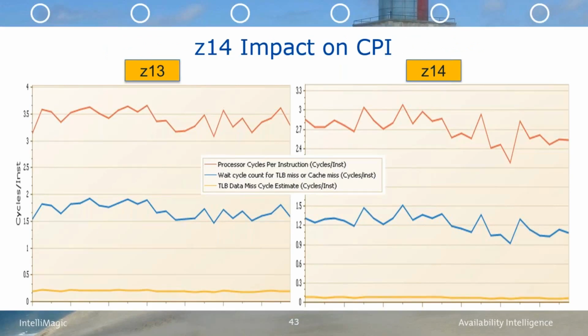Continuing the story of the very positive impact of the Z14, here we see total CPI, the red line, estimated finite CPI, or waiting cycles, the blue line, and the TLB MIPS cycles in yellow. The story here is the change in scale. The CPI went from around 3.5 on the Z13 to under 3 on the Z14, with corresponding decreases in the other two metrics.